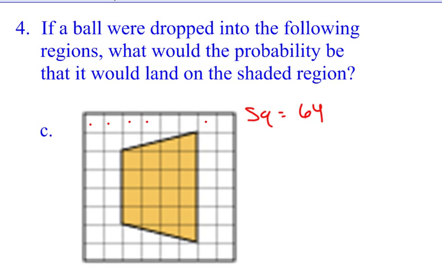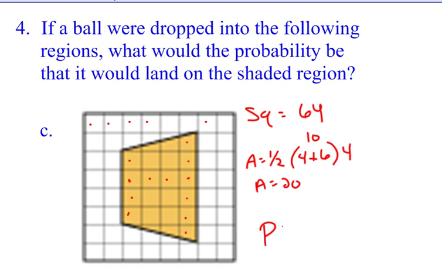And then the area for the trapezoid would be 1/2, and then I add the two bases. So my bases are 1, 2, 3, 4, plus 1, 2, 3, 4, 5, 6, times the height. So my height in this case would be 1, 2, 3, 4. So I'd have 10 times 4, which is 40, and half of that is 20. So my probability is the shaded over the whole, which makes this 5/16.